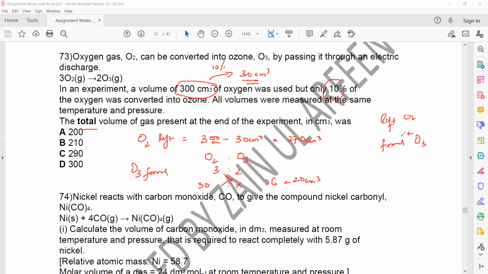So what is the total volume of the gas which is present? The unreacted oxygen and the formed ozone. So unreacted oxygen was 270 and the formed ozone is 20. That's why the total sum will be 290. So C will be the right answer for this. Is it clear? Then the next question is 78.